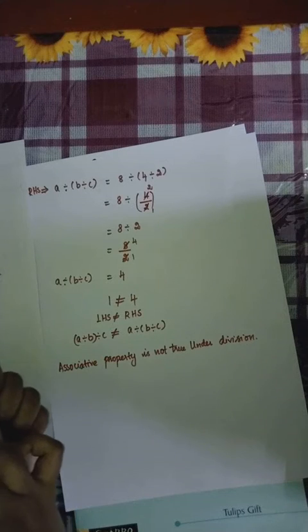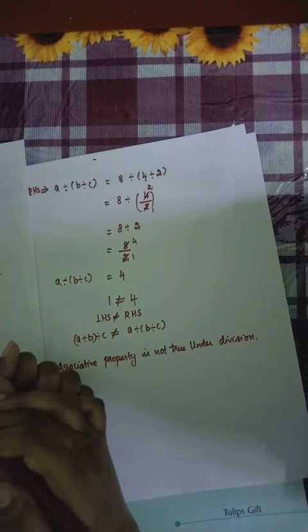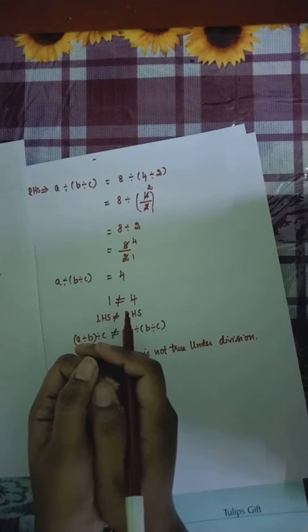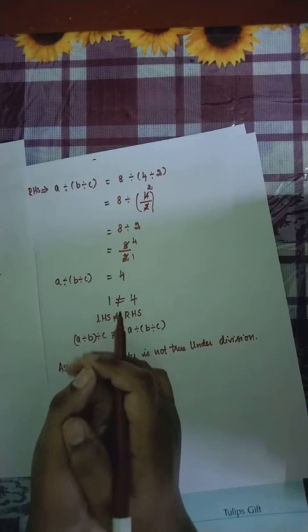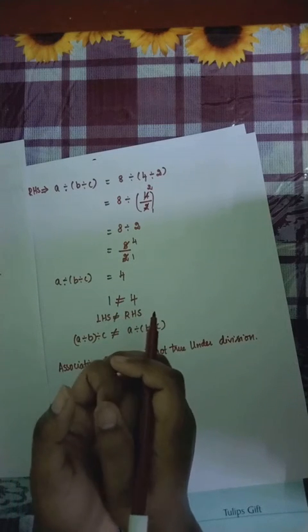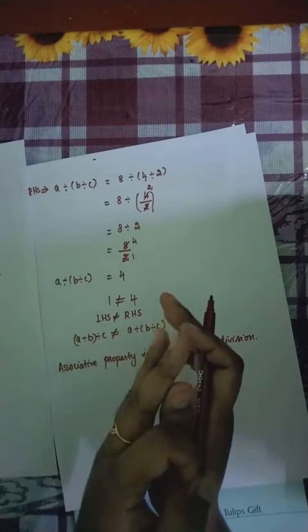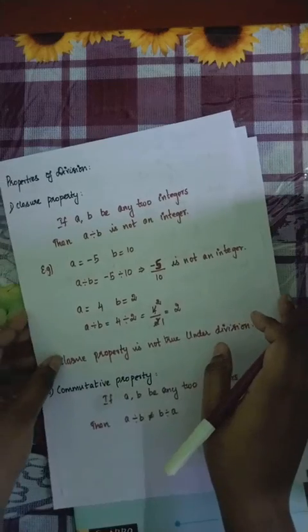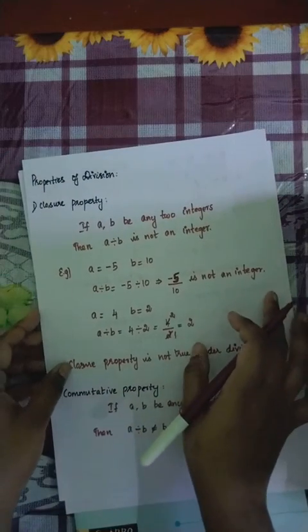Have you all understood what we have learned today? First, we have learned the rules of division. Then second, we have learned properties. Under the properties, totally how many properties we have learned? Total 3 properties. The first property is closure property. The second one is commutative property, and third one is associative property.